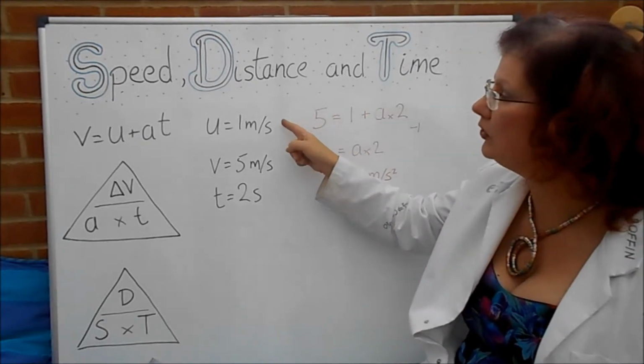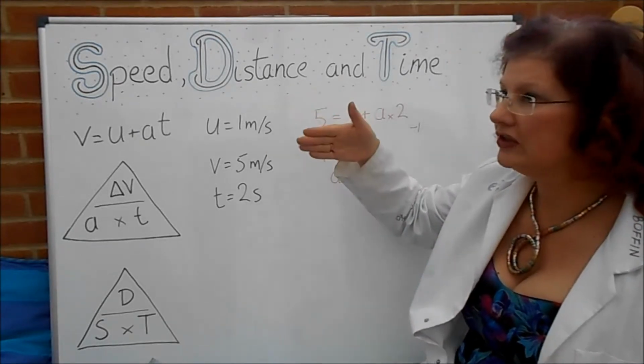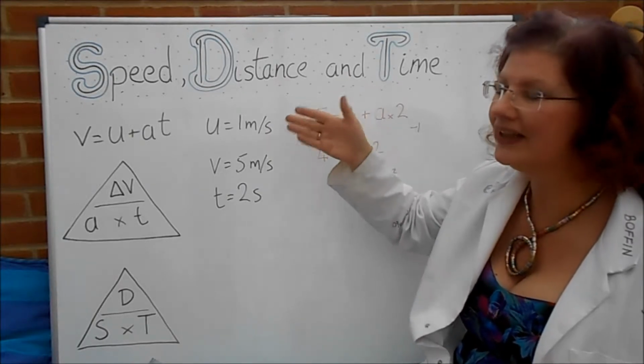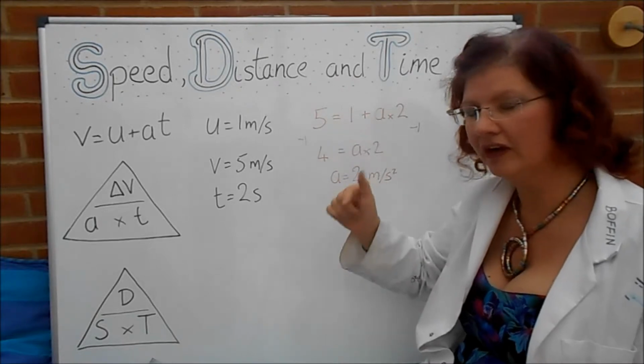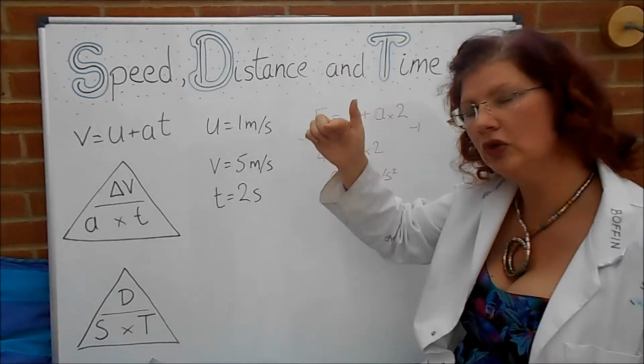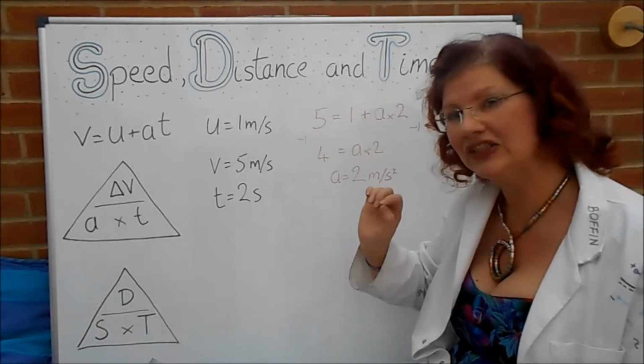And that's right, because she started at 1. 1 second later she'd be at 3, and a second after that she'd be at 5. So 1, 3, 5. She's changing her velocity by 2 metres per second each second.